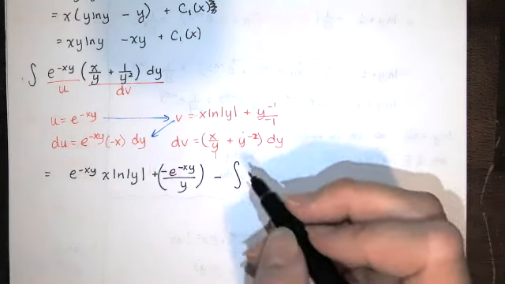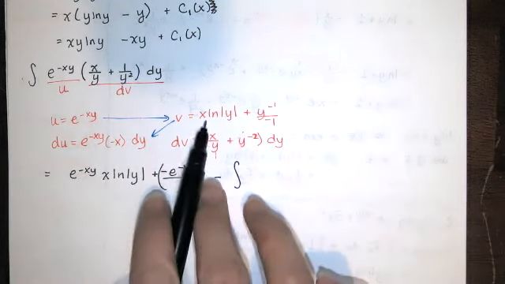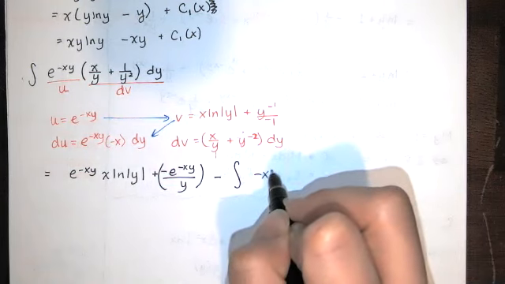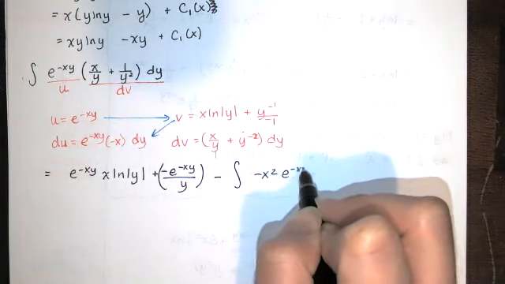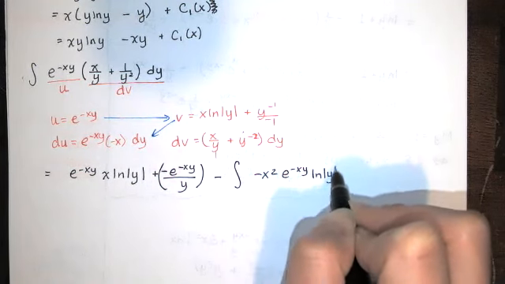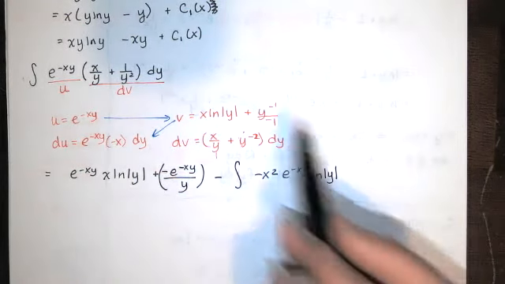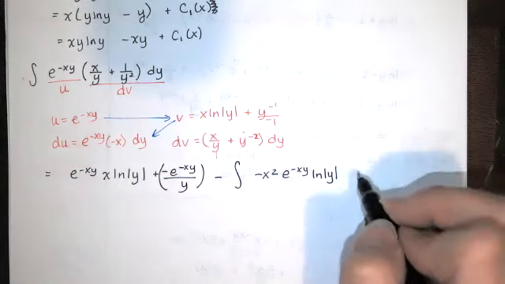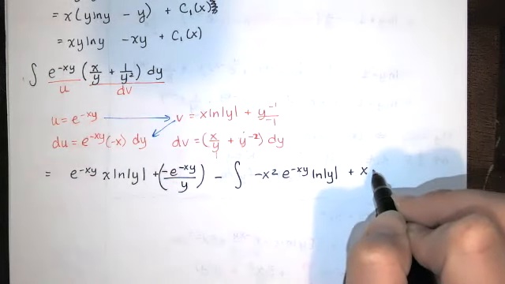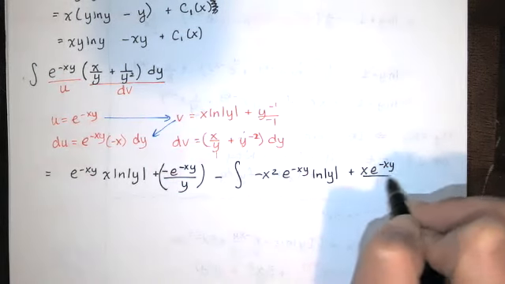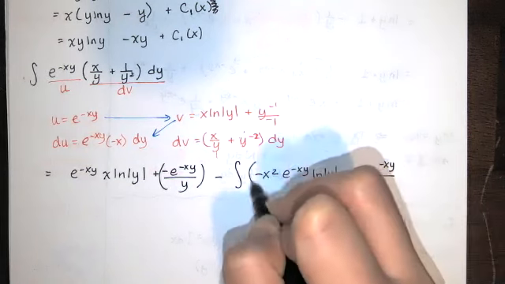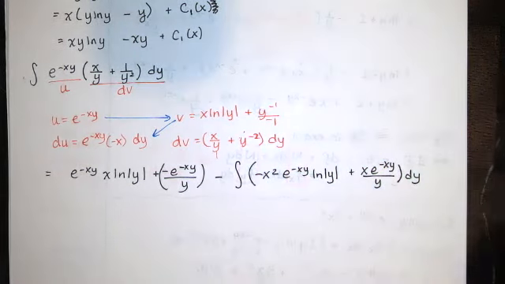So we've got negative x times x is going to be a negative x squared times the exponential times the natural log of the absolute value of y. And then we'll have this times that. The negative times negative will make that a positive. We'll have positive x e to the negative xy over y there. Man, that looks worse. That looks much worse. So I don't think that that was the right choice for u and dv.